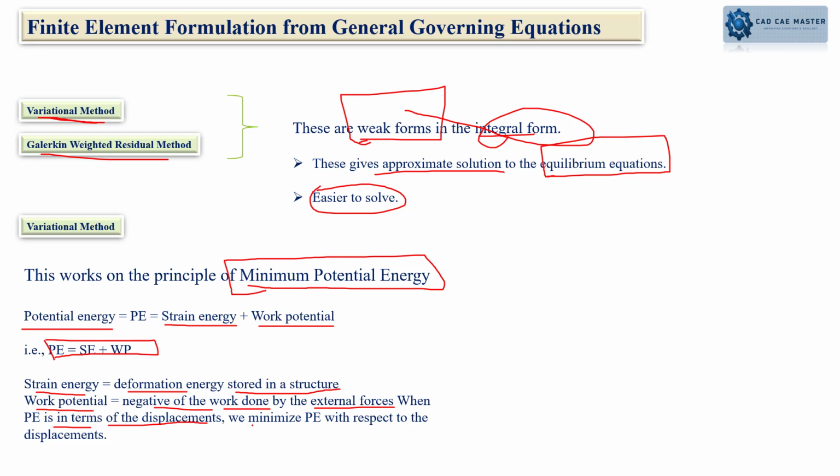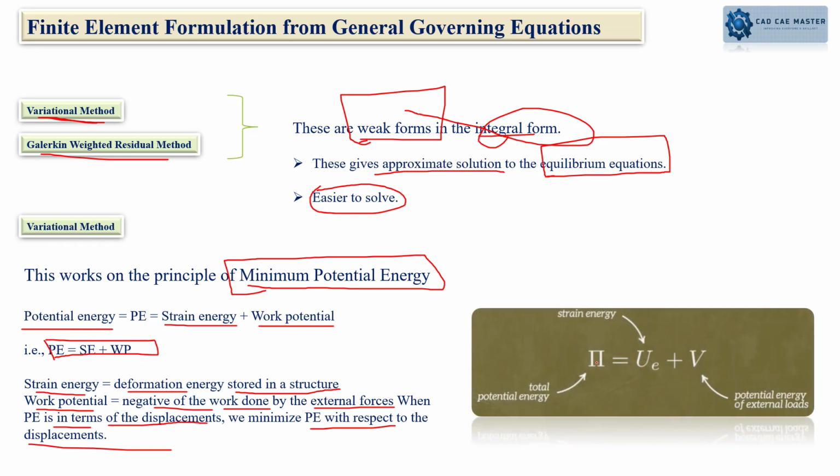Then we minimize this potential energy with respect to the displacement. Well, this is all about the variational method. In the equation you could see, the total energy is equal to strain energy plus the potential energy of the external loads. Again, this particular variational method is not that popular, and we use it for simple models.